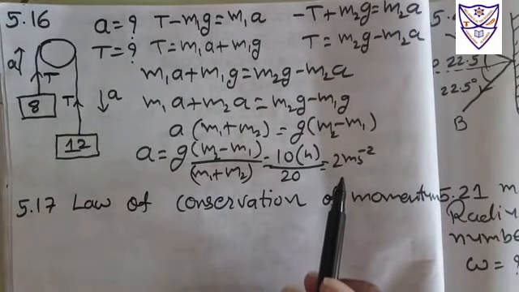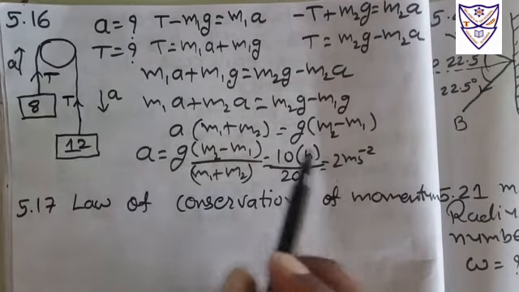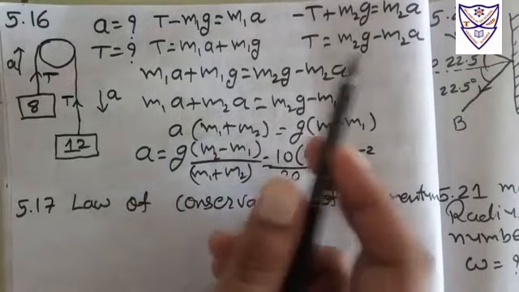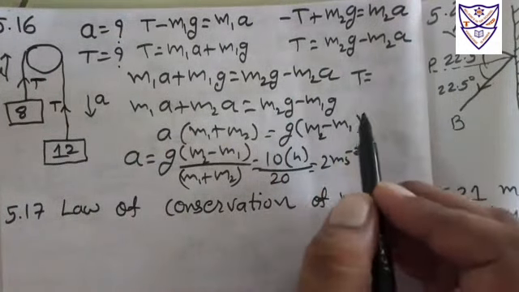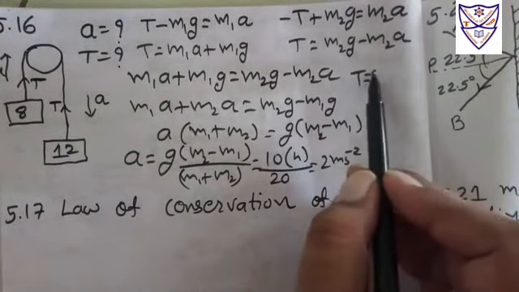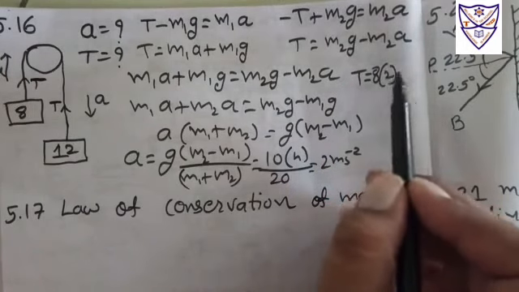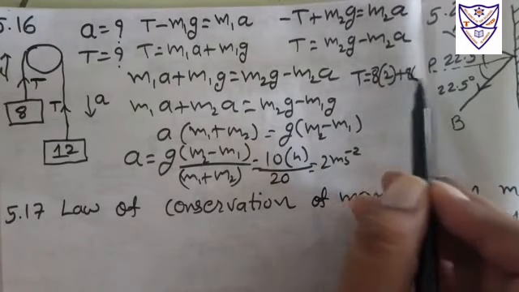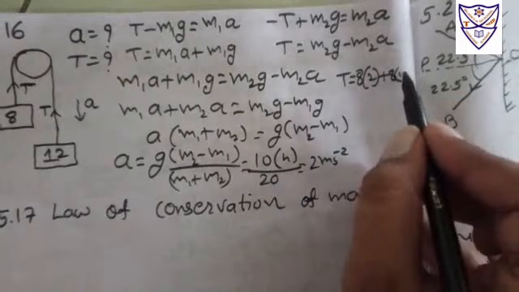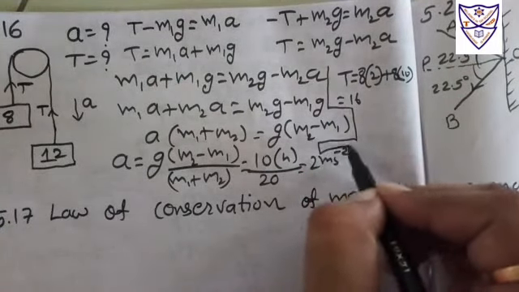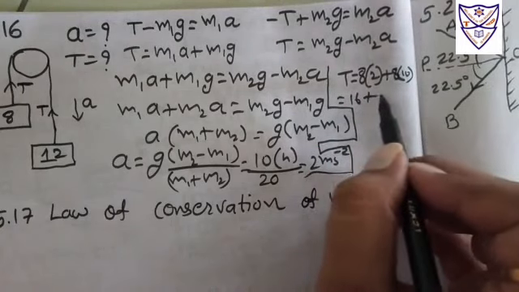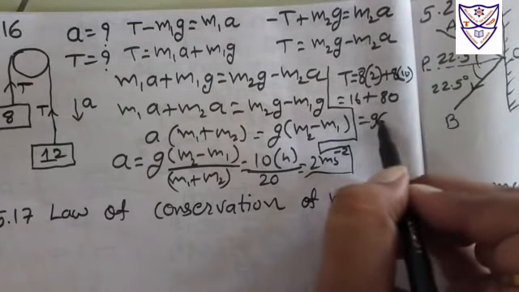Now we have to find tension. So take any formula from these two and then put in all the values, that T is equal to m1. What is m1 here? 8, acceleration 2, plus m1 8, acceleration is 10, right? So 8 twos are 16, plus 80, so our answer will be 96 Newton.